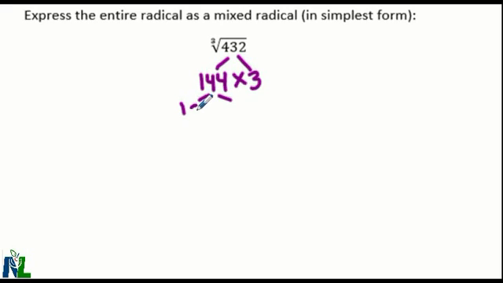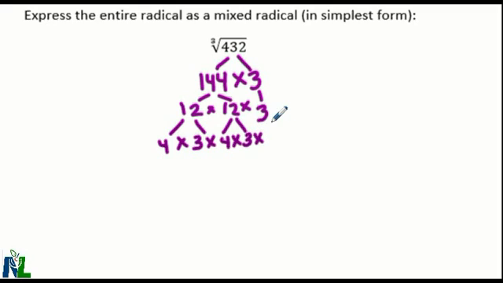We know that it's 12 times 12. And of course, 12 is not a prime number, so we're going to rewrite it. And I'm going to use 4 times 3, and the same thing for the other one. And you could use 6 times 2 if you wanted. So 4 times 3, and I'll continue to bring this 3 down as well.